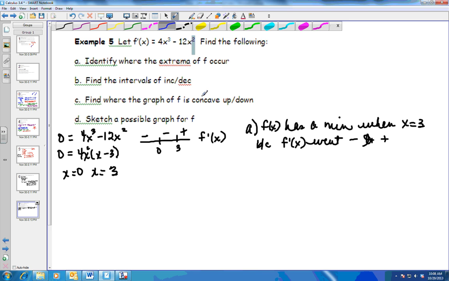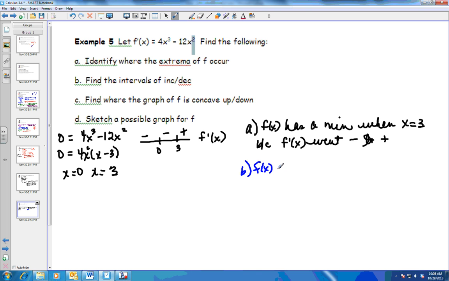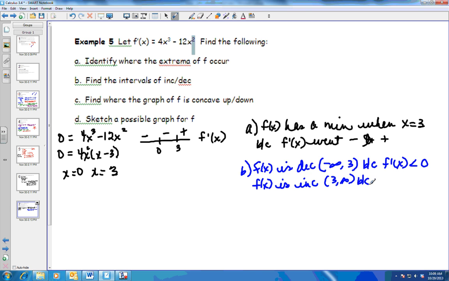Okay, part B asks for the intervals of increasing, decreasing. f of x is decreasing. Now I can just write this as one interval. So I would write it's decreasing from negative infinity to 3 because my first derivative, f prime of x, is negative or less than 0. f of x is increasing from 3 to infinity because f prime of x is greater than 0.